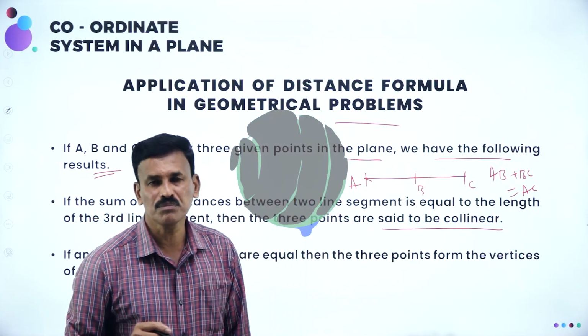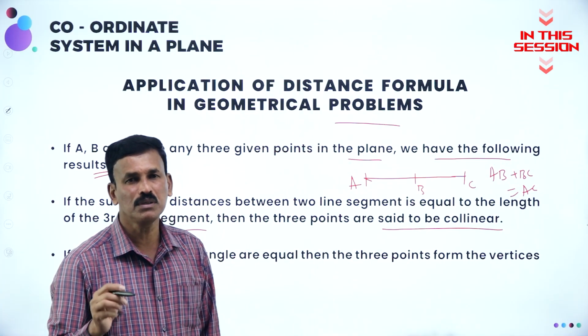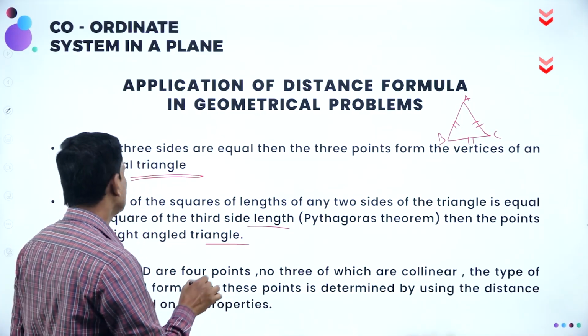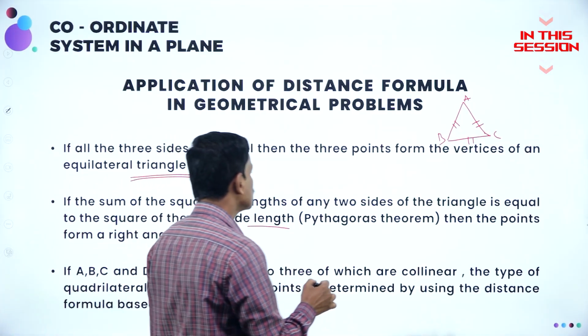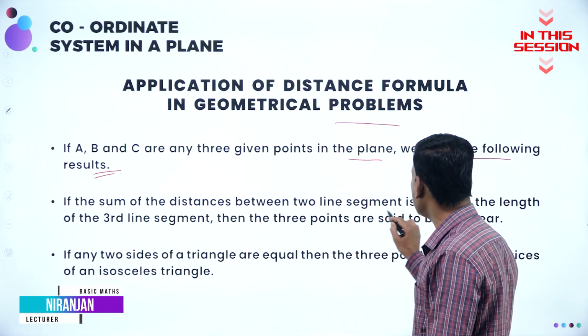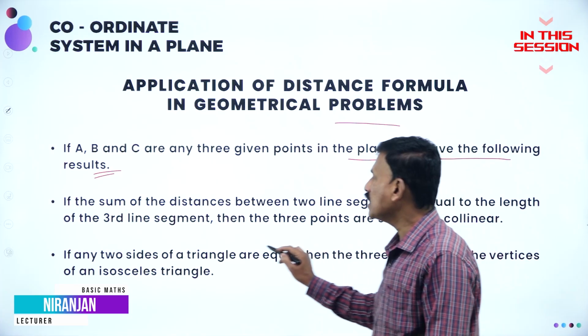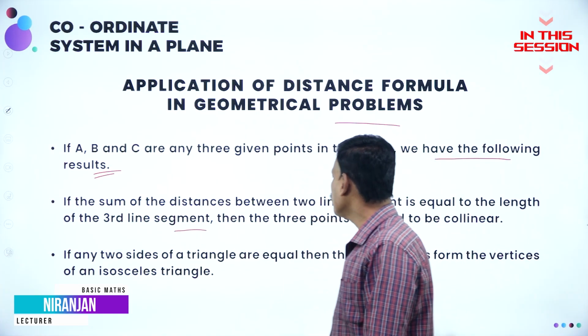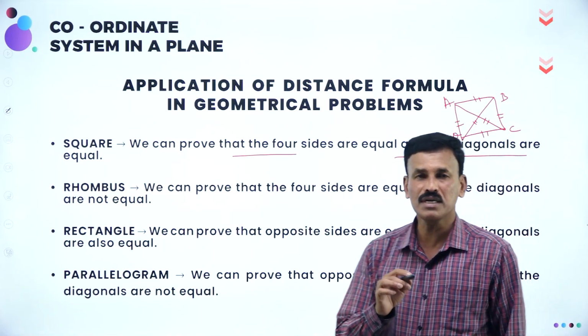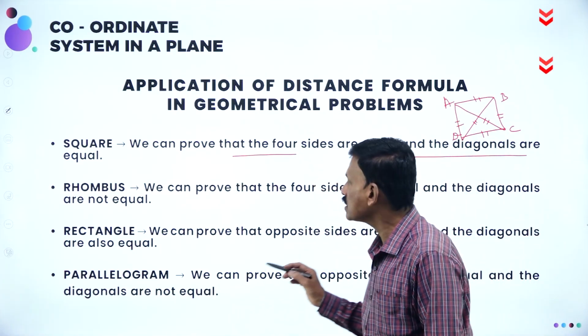To verify the given points as collinear, find out if AB plus BC is equal to AC. If the Pythagoras theorem is verified, then the points form the vertices of a right triangle. If the sum of the distances of two line segments is equal to the length of the third line segment, then the 3 points are said to be collinear. If all the sides are equal and the diagonals are equal, then it is called a square.